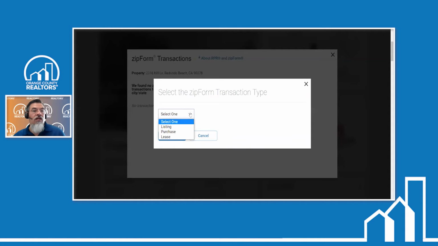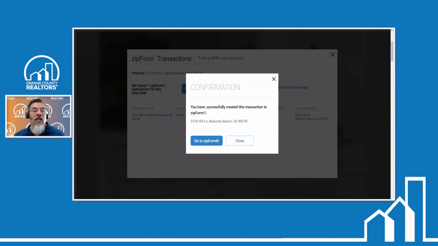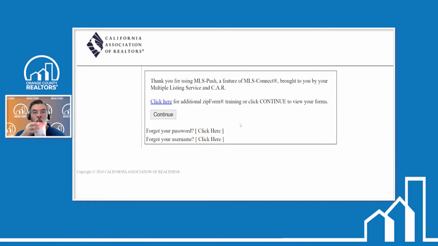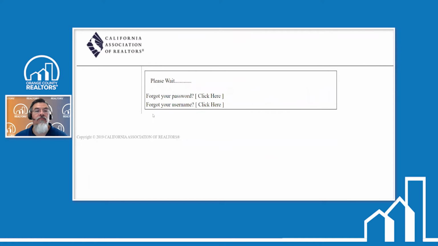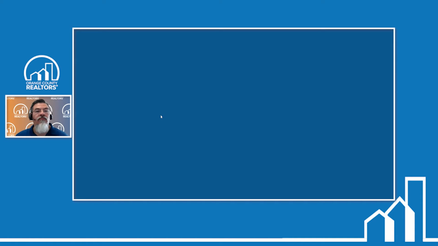So we have to choose a category. Well, in this case, we're going to represent David, and he's going to be selling the house. So we click it as listing, and we click OK. It says here, you have successfully created this transaction in zipForm. Go to zipForms. And now we wait. Okay, and we give it a moment. And then we can click continue. Mind you, I have high-speed internet, so it's supposed to be relatively quick.